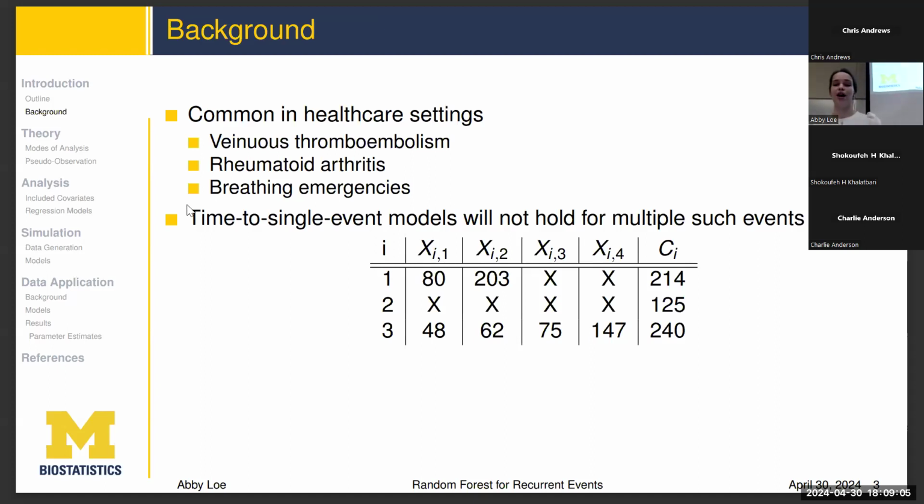So this is a common toy data example that we're going to see throughout the presentation. We've got 3 different patients who have different censoring times indicated by the CI. So this is when we stop following. Either they move away, or they drop out, or they decide that they don't want to be followed anymore. And sometimes we say, oh, the end of our study was 240 days. Sometimes the censoring can be administrative. And then XI1, XI2, XI3, and XI4 indicate the possibility of having these repeated events that we're interested in analyzing.